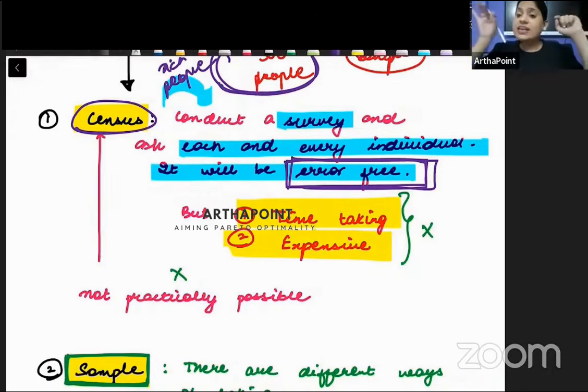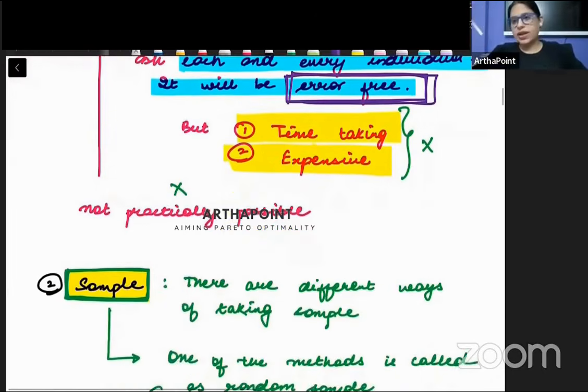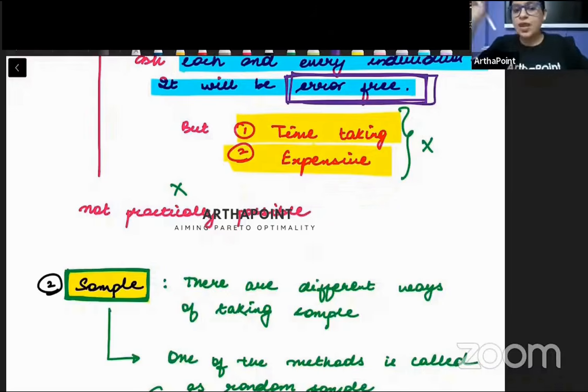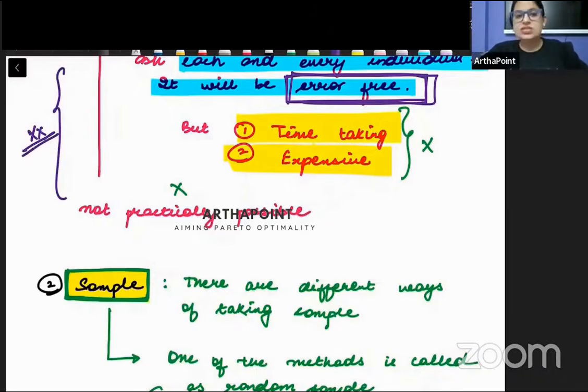So since I cannot go ahead and collect information related to each and every person, I cannot go for the population. Therefore, I must go ahead with the sample. So the जो best चीज है that I can do is work with a sample. So what I want to do, because this is impossible, I cannot work with the census, I cannot work with the population.